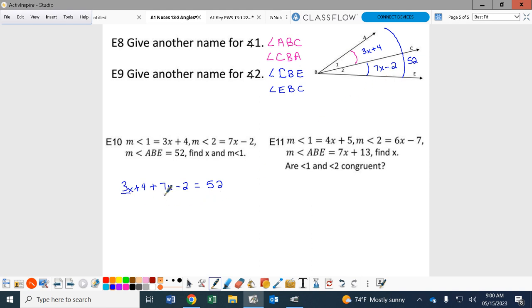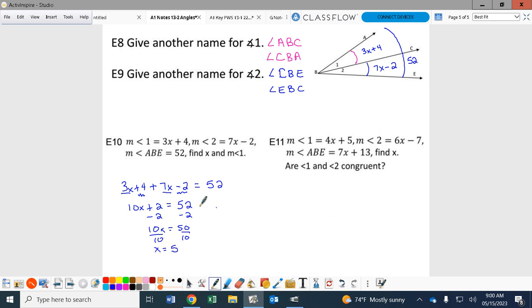3x plus 7x is going to give us 10x. 4 and negative 2 is going to give you 2 equals 52. We're going to minus 2 from both sides. Going to make it 10x equal to 50. Divide by 10 and x equals 5.